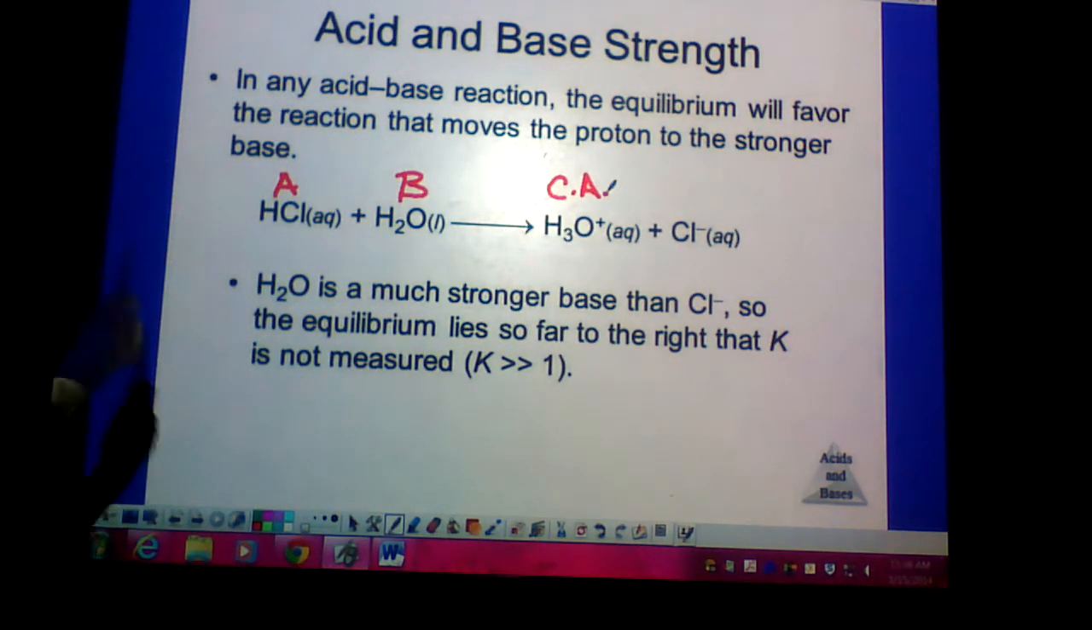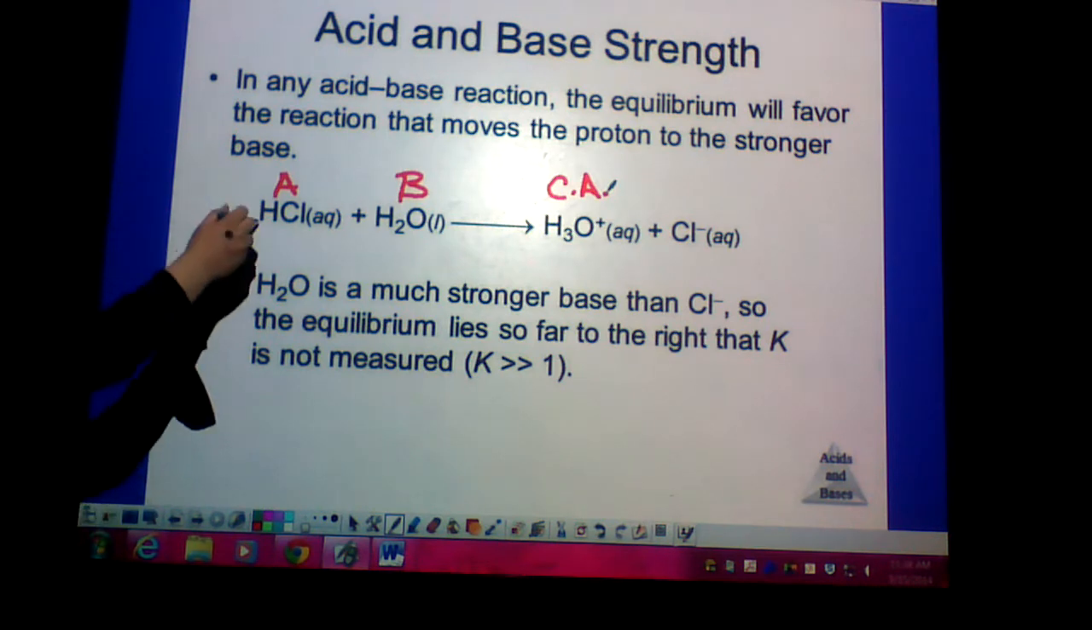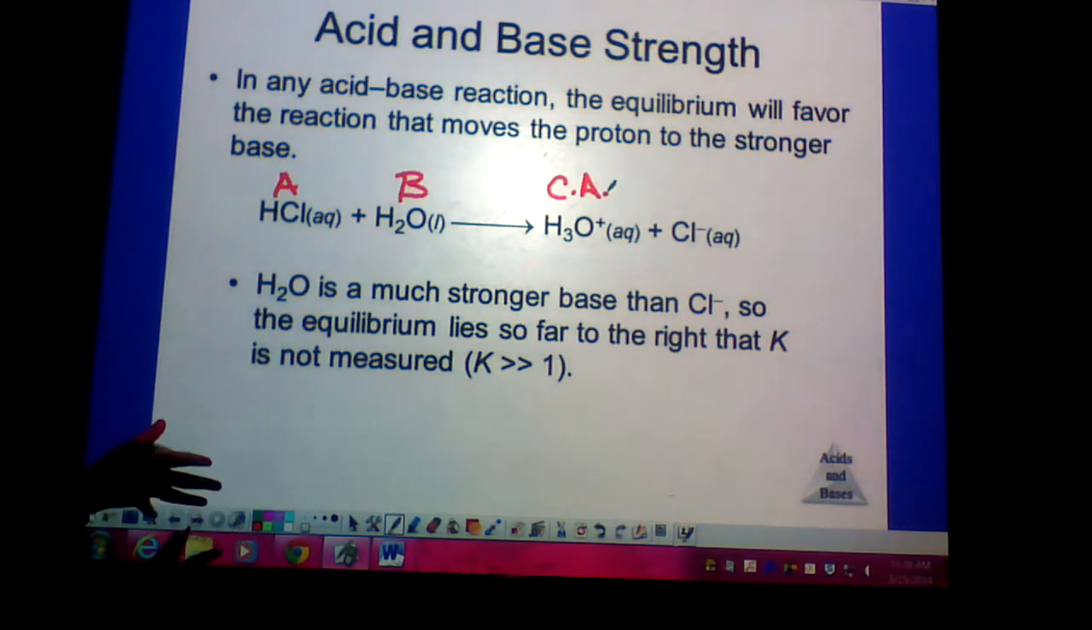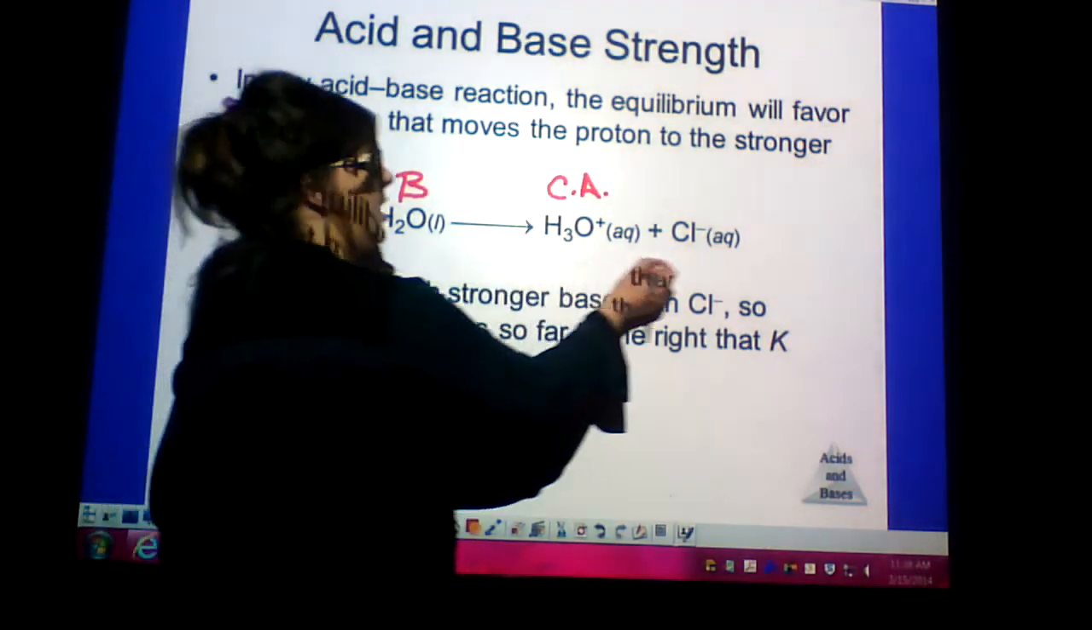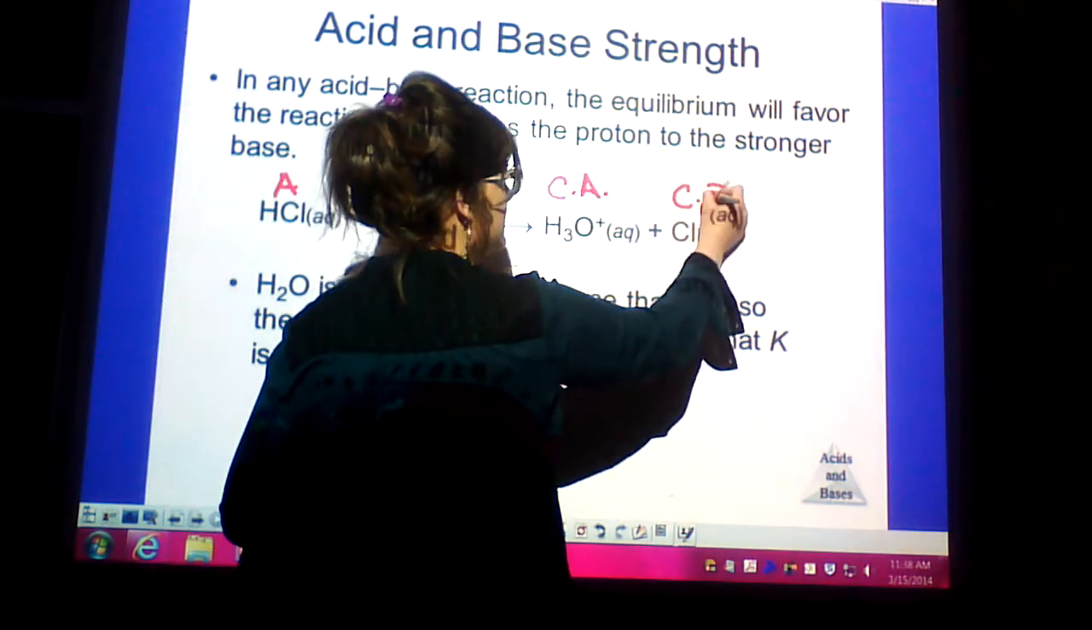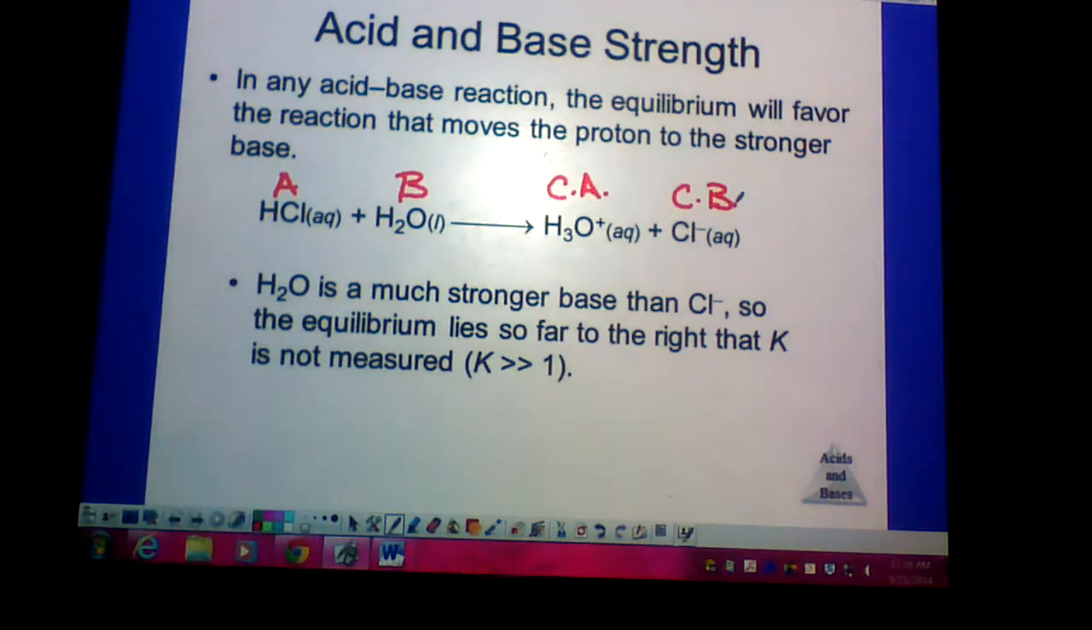Then my conjugate base is going to be what's left over after HCl donates that H plus ion. So once this is gone, I'm going to be left with Cl minus, so this must be my conjugate base. Now on the last slides we said that a strong acid should give us a very weak conjugate base.